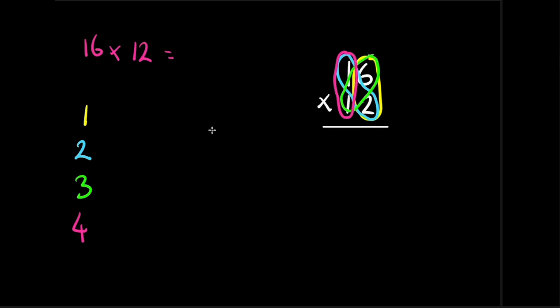So if I write this to make it neater, we know our steps. So step 1, 6 times 2. What is 6 times 2? 6 plus 6 equals 12. So our answer is 12.